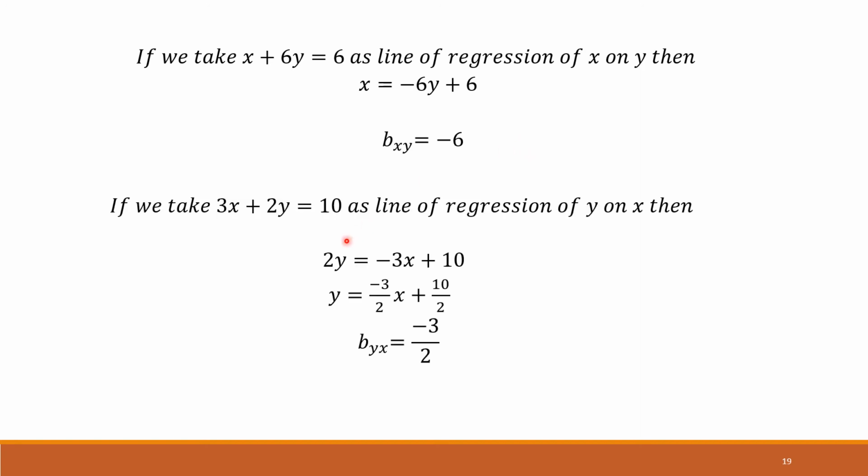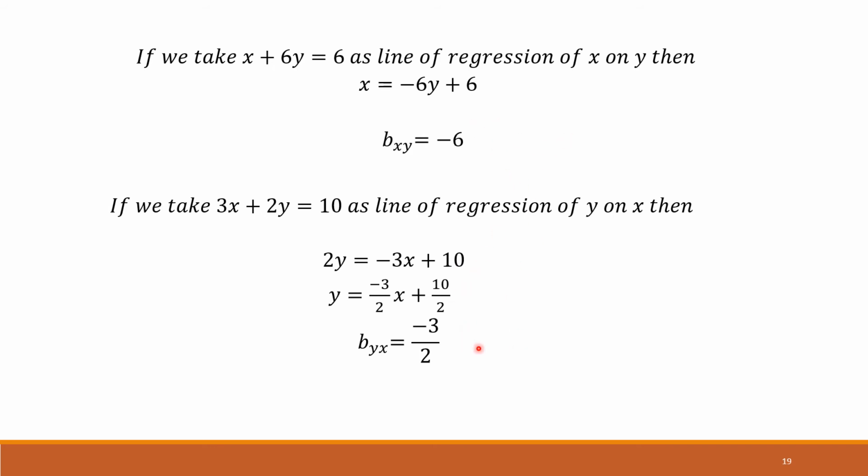Similarly, the second one, if you take 3x plus 2y equal to 10 as the line of regression of y on x, keep y on the left hand side and the other variables on the right hand side, and calculate y from here. The coefficient of x will be byx. So the coefficient of x is minus 3 by 2. That will become byx. Again, these two values, when we multiply, we will get the r value.